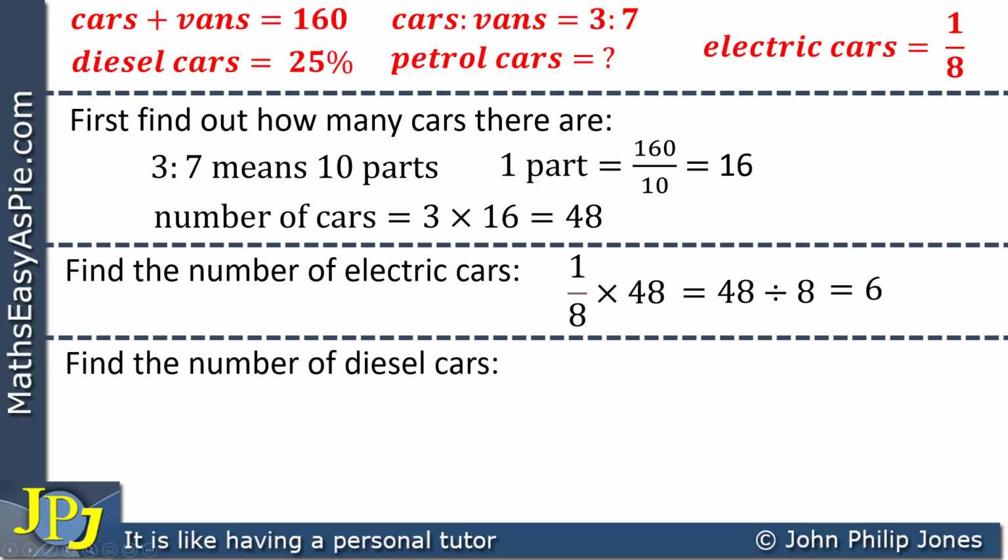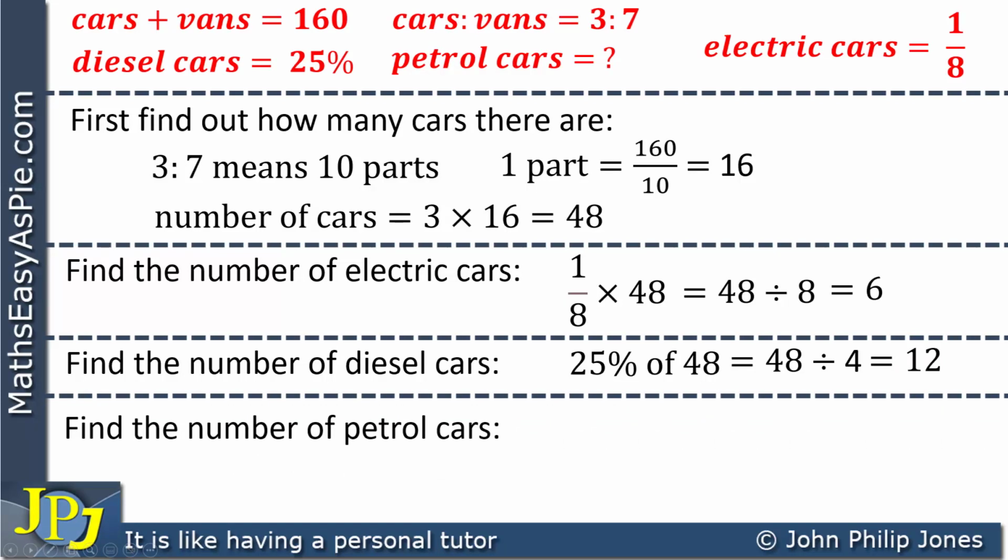The next thing I'm going to do is to find the number of diesel cars. And if you look up here, you can see diesel cars is equal to 25% of all of the cars. So if I take 25% of 48, that's the same as taking a quarter of 48. And to find a quarter of 48, you divide by 4. So I can see that the calculation will look like this. 25% of 48, well, that's the same as 48 divided by 4. And of course, that gives us the result of 12.